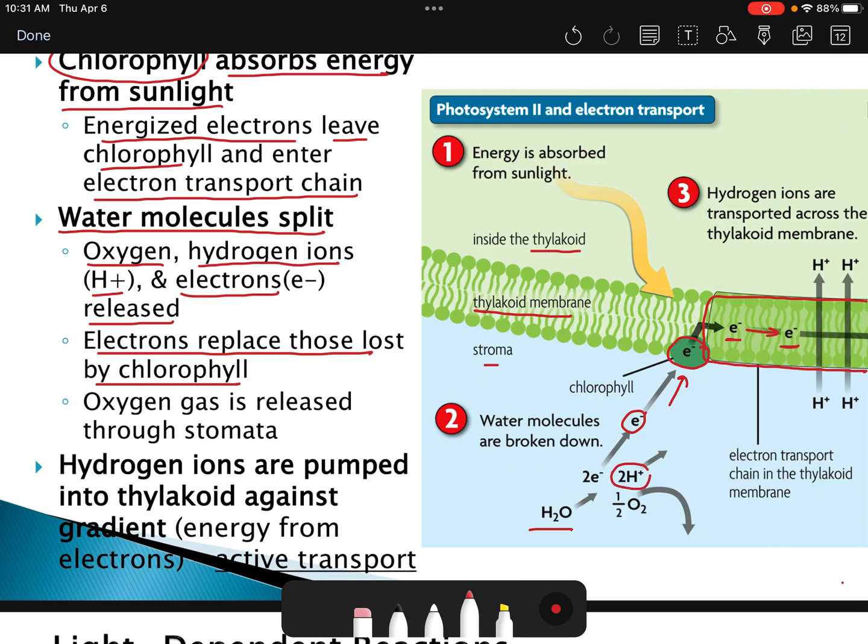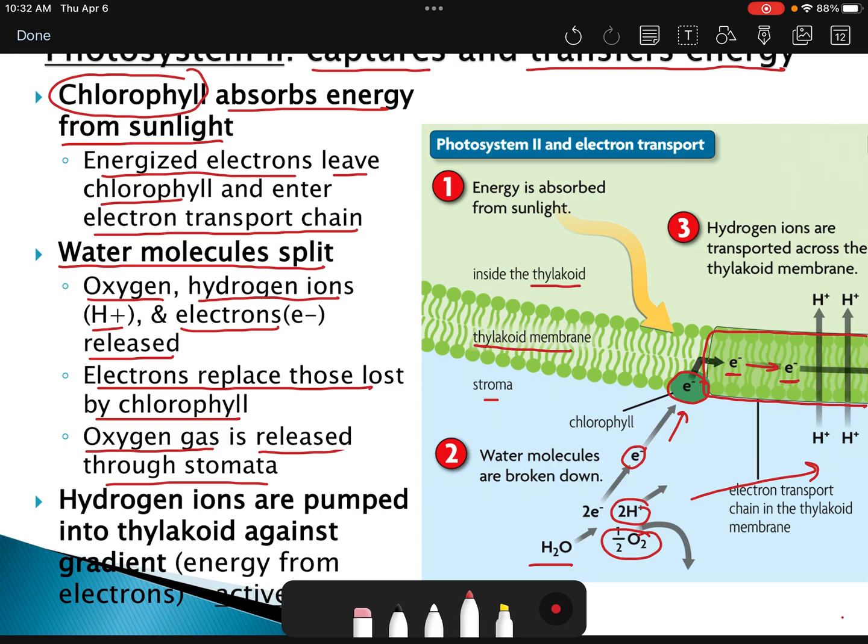Here are the hydrogen ions that are positively charged. And then here is the oxygen. Okay, now a stable oxygen molecule is O2, so we would actually need 2 water molecules to split in order to get the 2 oxygens we need for the oxygen molecule. But that oxygen gas ultimately gets released through tiny openings in the leaves called stomata. So that gets released. So let's take a look here.